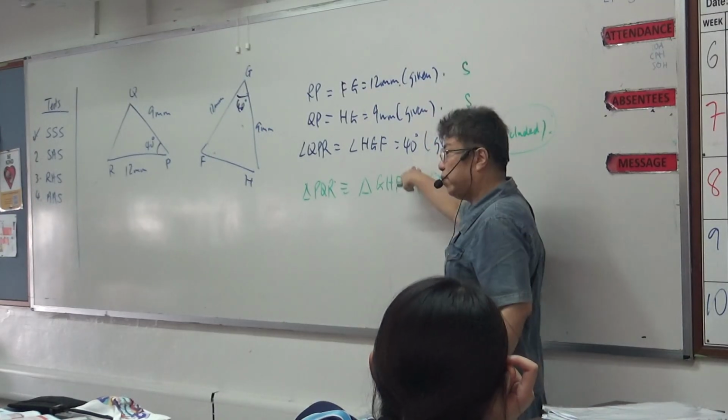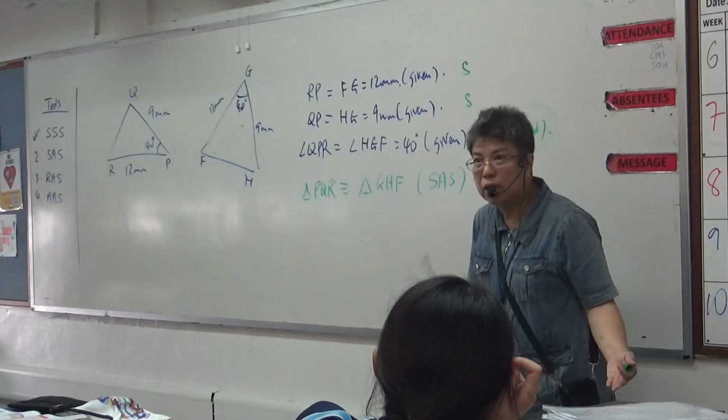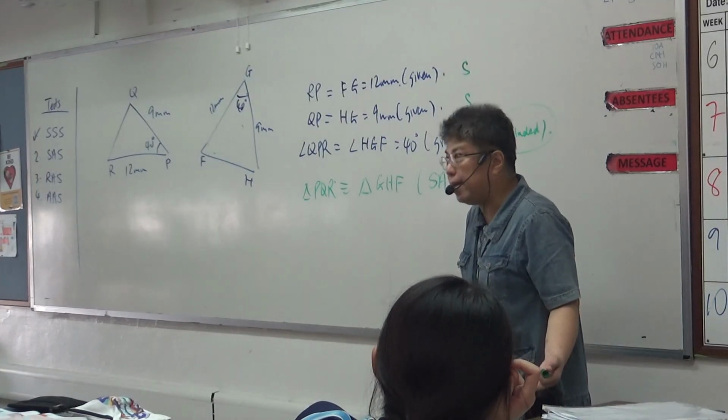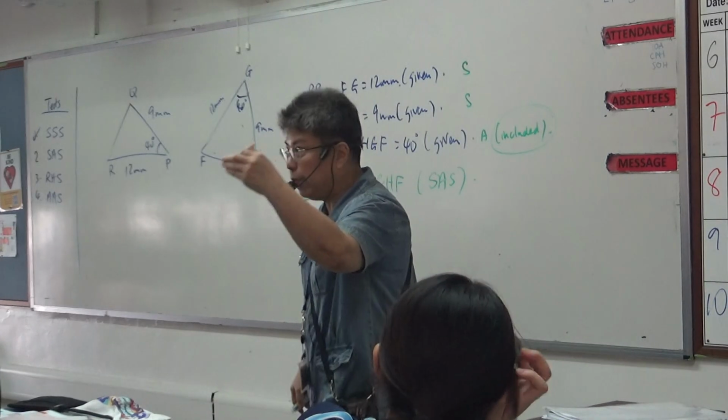You cannot prove all three angles and then you say SAS. That's rubbish. Do you understand? It must tally. Are we clear so far?